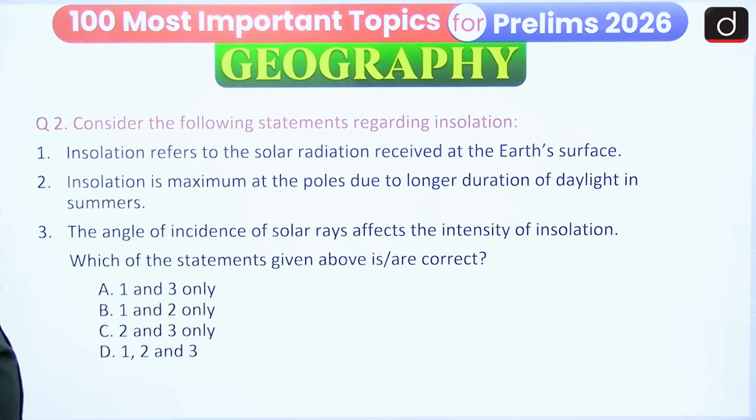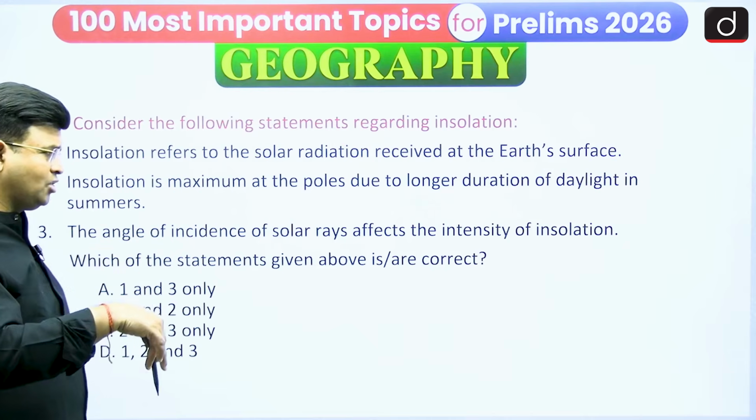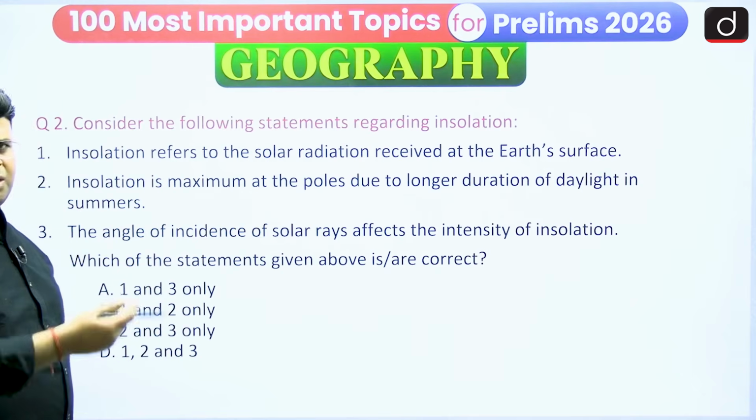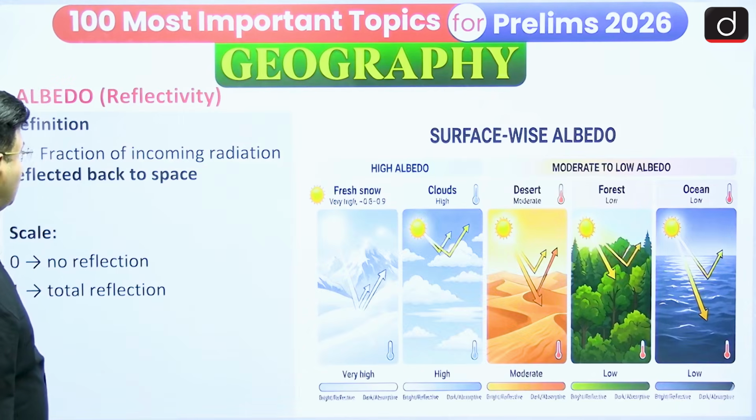The angle of incidence of solar rays affects the intensity of insolation. So if the angle of insolation is more slanting, the solar rays affect the intensity of insolation. You have to say whether it is right or wrong on the basis of that.